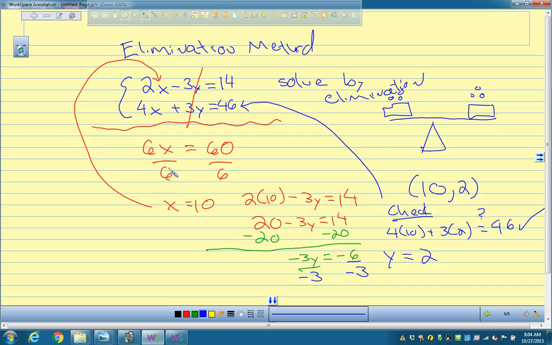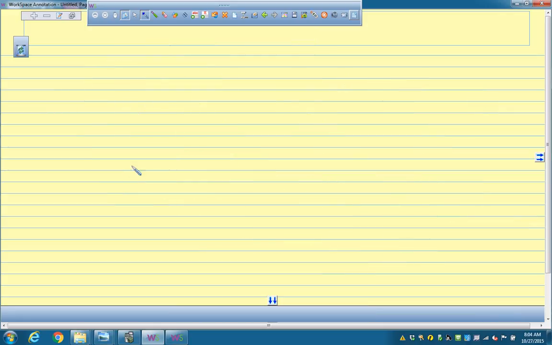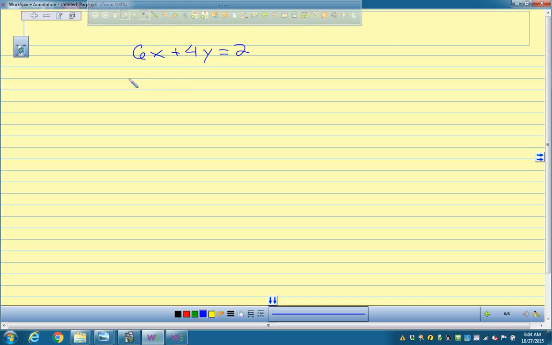So if you see something like this, new example: 6x plus 4y equals 2, and 8x plus 2y equals -1, and they say solve by elimination. Does anyone know how to do this type of problem, Kaylee? Would you find like a common factor for like 4 and 2?